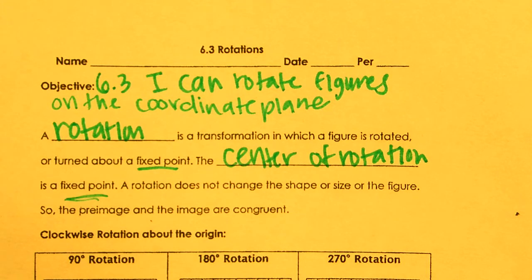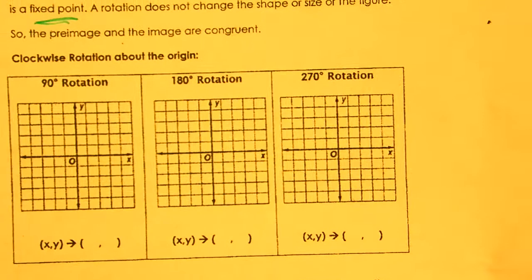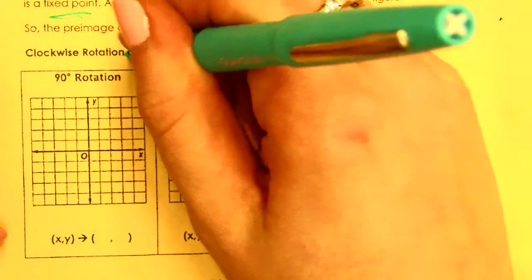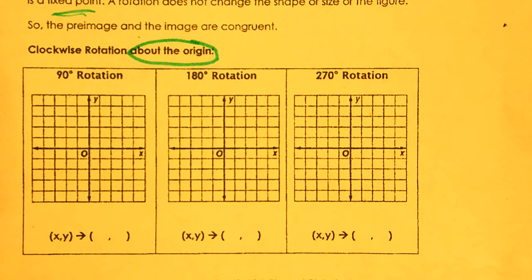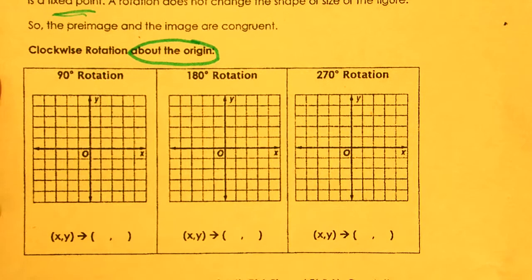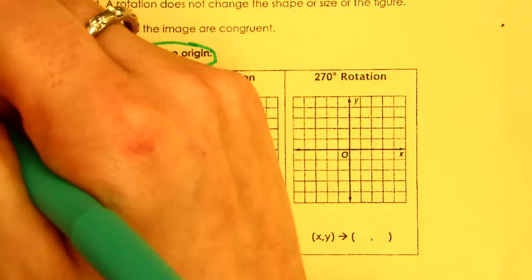So we're going to first start with the center of rotation being the origin. It's really important that it tells us where we're going to rotate the point around. The first ones we're going to do about the origin. And we're going to start with triangle ABC.